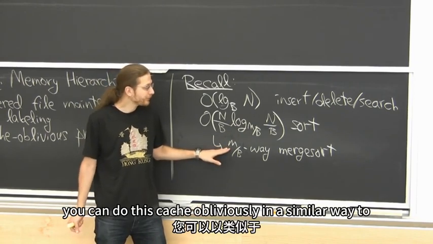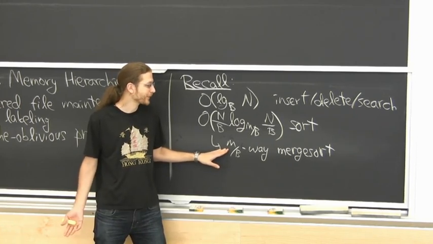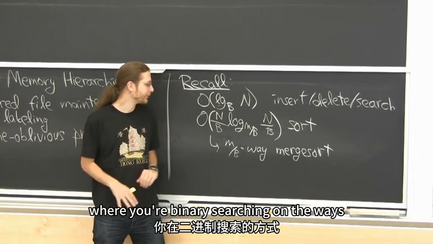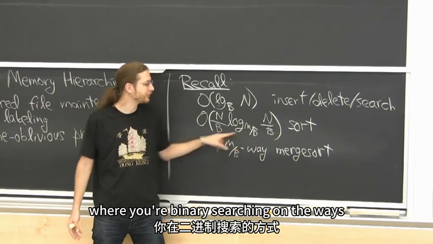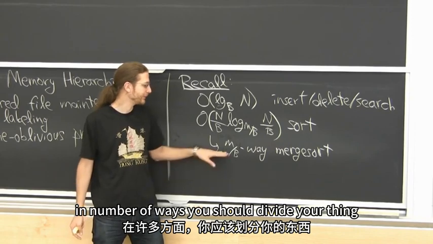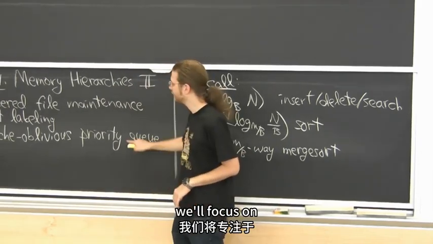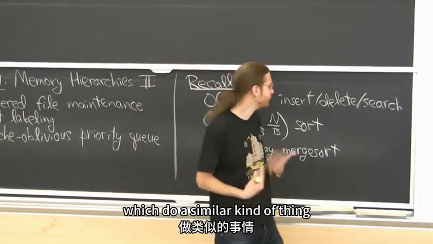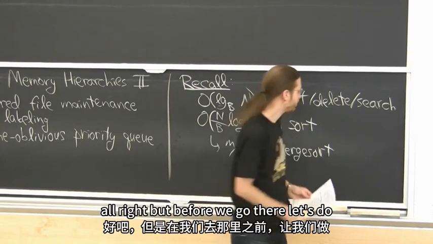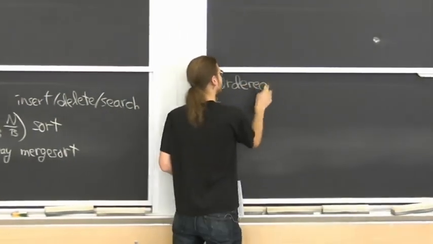You can do this cache obliviously in a similar way, roughly speaking, to the way we do B trees, where you're binary searching on the number of ways you should divide your array into. I'm not going to get into details on that. We'll focus on cache oblivious priority queues, which do a similar kind of thing, but get it dynamic. All right, but before we go there, let's do ordered file maintenance.